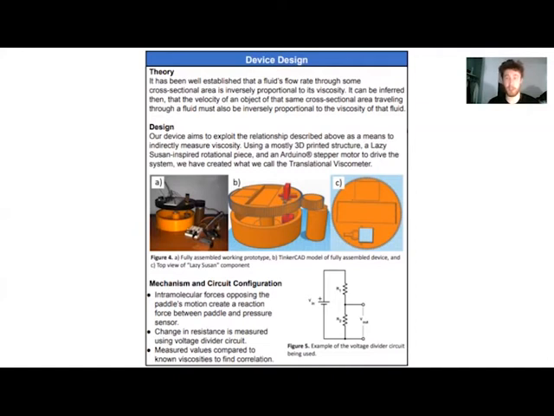And then finally, there's the actual paddle. The bottom piece is being dragged through the fluid as the device spins. And then the intermolecular forces within the fluid that are opposing the paddle's motion create a reaction force at the top of the paddle between the paddle itself and the pressure sensor. And that's how we're actually measuring that force and then calibrating it to known viscosity values.